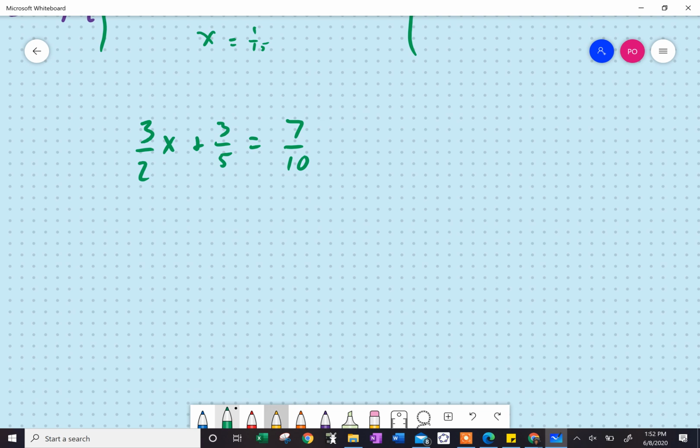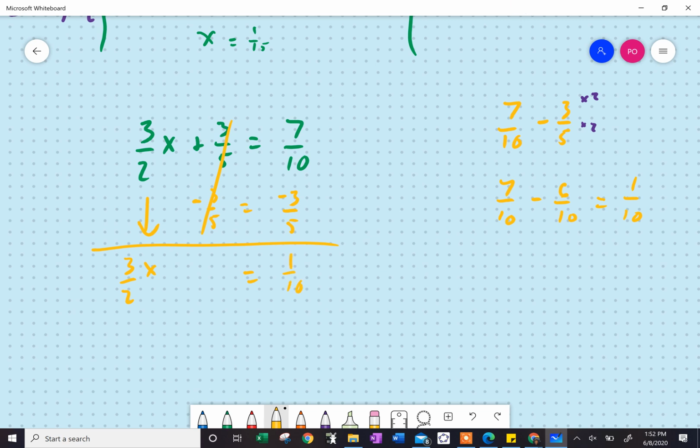So 3/2 x plus 3/5 equals 7/10. I'm going to subtract 3/5 first. And when I subtract 3/5 from both sides, I'm still left with my 3/2 x. That's going to go away. But now, remember, 7/10 minus 3/5 is the same as 7/10 minus, I need to have a common denominator. So I'm going to multiply by 2, and I get minus 6/10, which gives me 1/10.